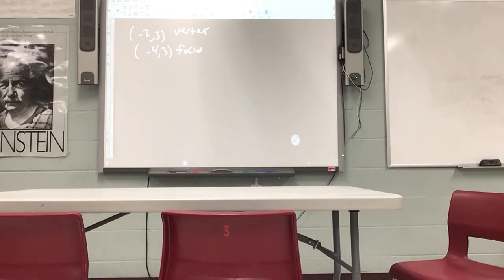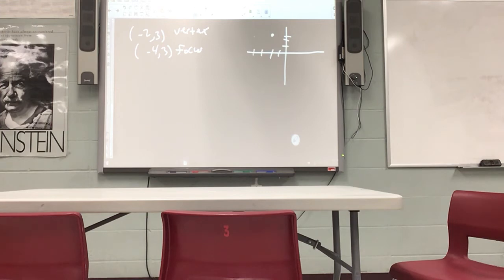x minus h squared equals 4 times p times y minus k. But we have to figure out, let me just draw a little rough one so we can figure out if it's going to be horizontal or vertical, so we know which one we're looking at, okay? So my vertex is -2, 3. Options on that, it could make a U from there, it could make an N from there, it could make a sideways one pointing towards the left, or a sideways one pointing towards the right. But then they told me my focus is at -4, 3.